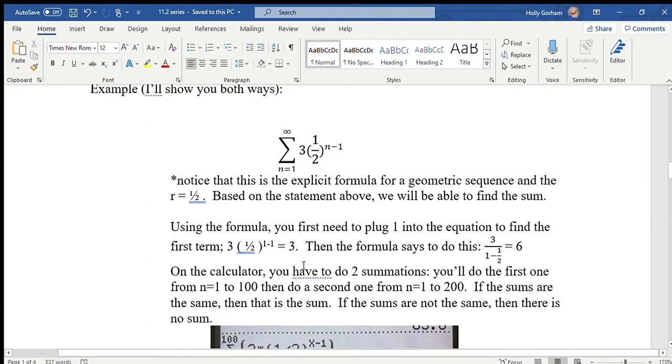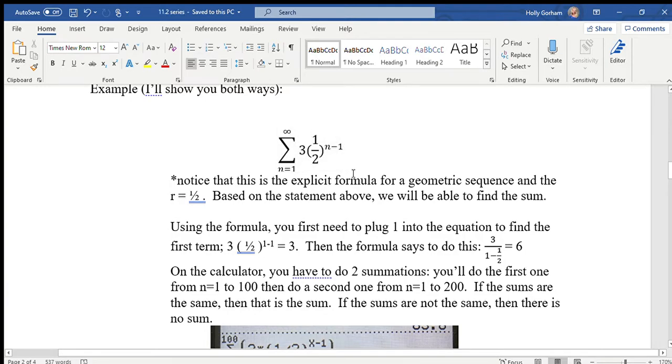So let's look down here. I'm going to show you an example, and I'll show you both ways of doing it, and I've included some screenshots of the calculator. I am using the newer model calculator. I have Emma's calculator, so just FYI. So let's say that you are asked to evaluate this sum. Notice that it's going from 1 to infinity. Well, the only way we can do this is if we follow the rule that was stated above. When you look at this, notice this is like the explicit formula.